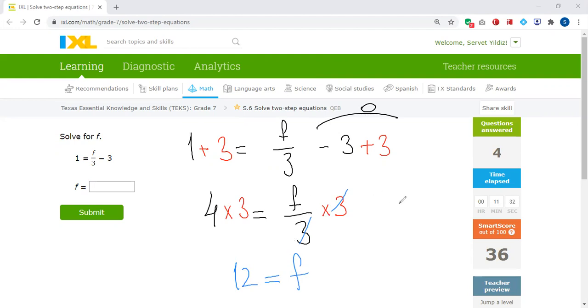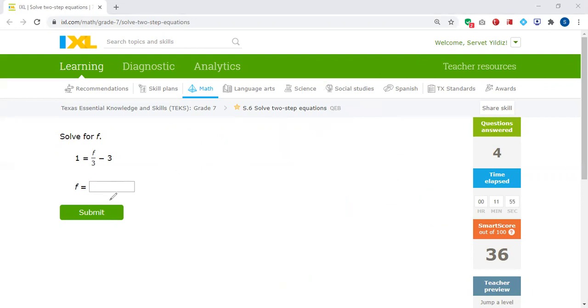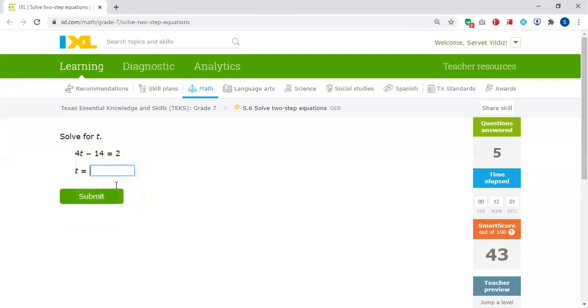And you can also think this way for this question. So f divided by 3. You can just say, which number divided by 3 will give me 4? So that's definitely 12, right? If you divide 12 by 3, you're going to get 4. So f is equal to 12 will be the answer.